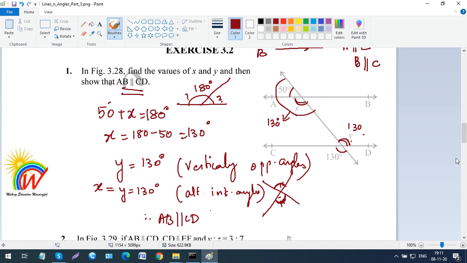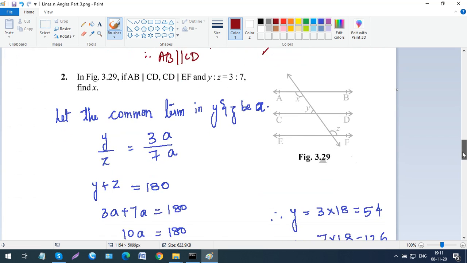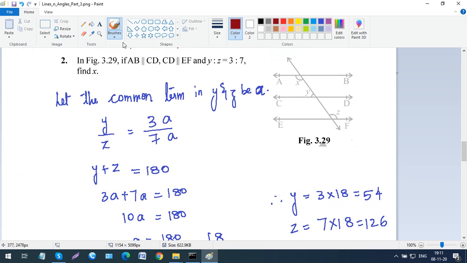Now they will come to this problem. This is a little different. Here they are saying that AB is parallel to CD. There are three parallel lines. AB is parallel to CD and CD is parallel to EF. So according to theorem 3.6, all the lines are parallel to each other.